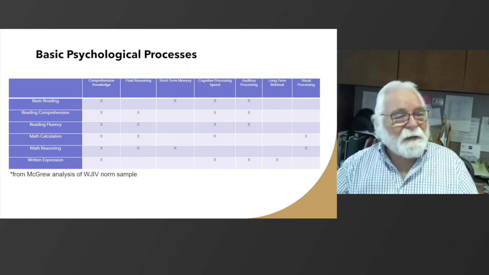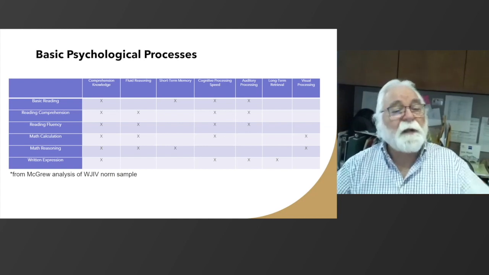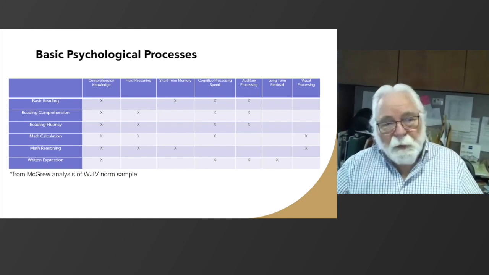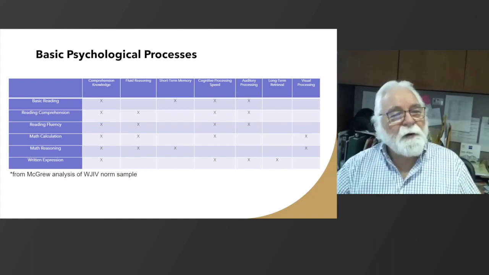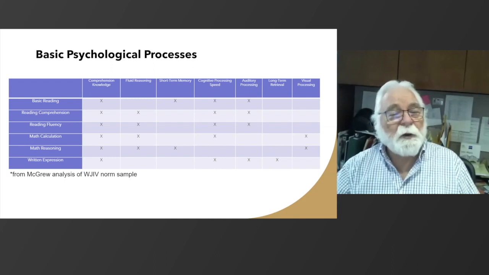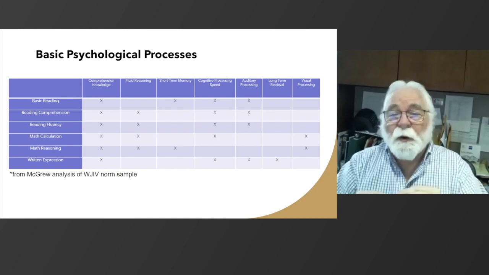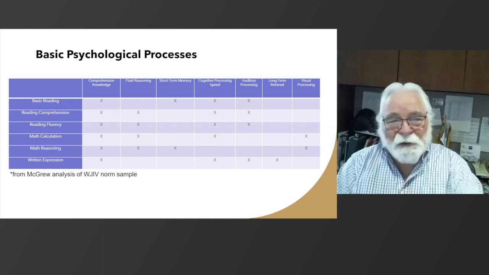So for example, if we're concerned about reading, let's just look at reading comprehension. Things have been going pretty well, but boy, this youngster just doesn't get what they're reading. We're going to measure comprehension knowledge, fluid reasoning, cognitive processing speed, and auditory processing to see if there are challenges in those areas. If there are challenges in those areas, the New World Order says we're not looking for a discrepancy, we're looking for a match.